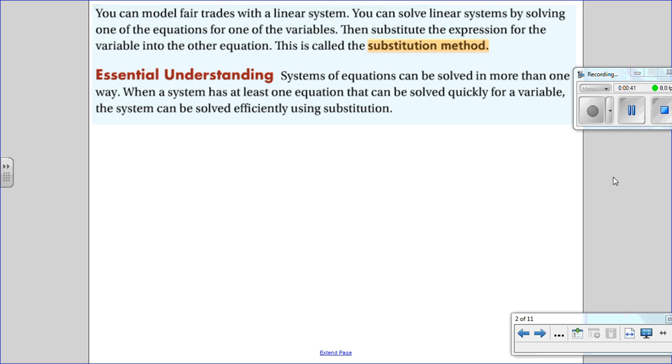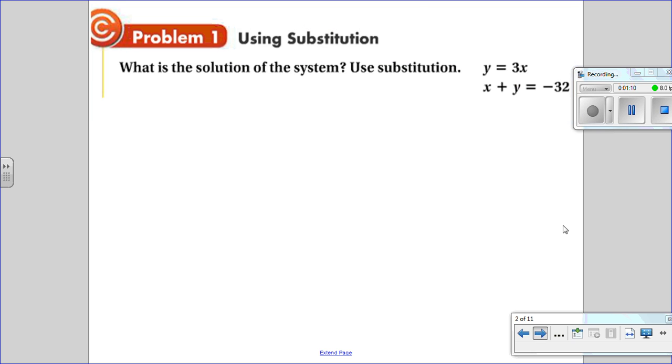You don't necessarily have to write this down, but this is a way to solve linear systems. Basically what we're doing is solving for one of the variables, and then we use substitution to put it in the other equation. We will show you how that works right now.